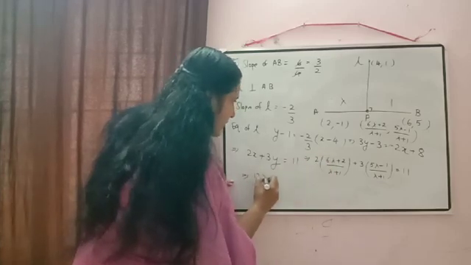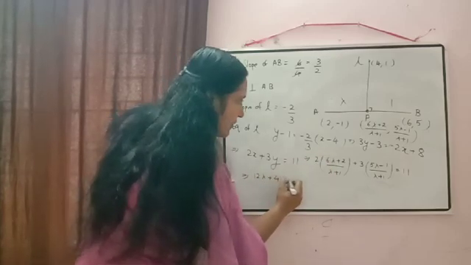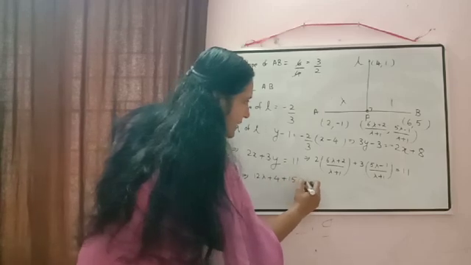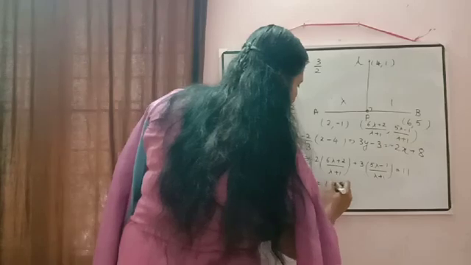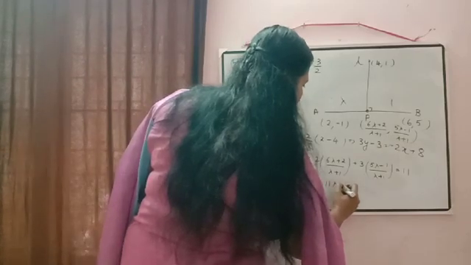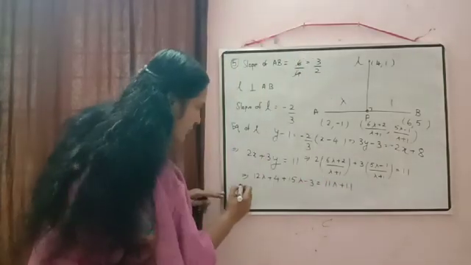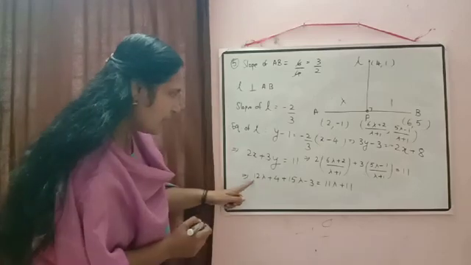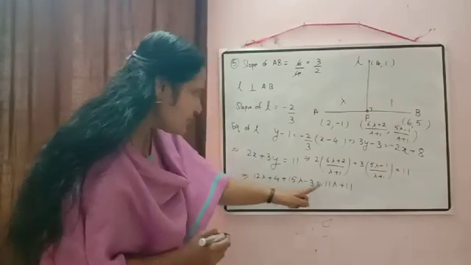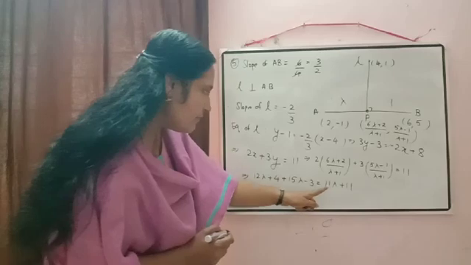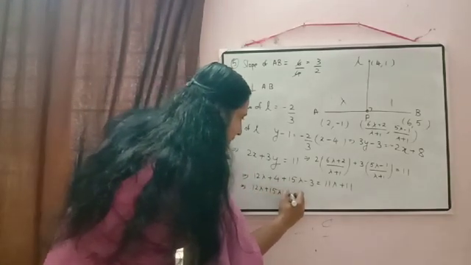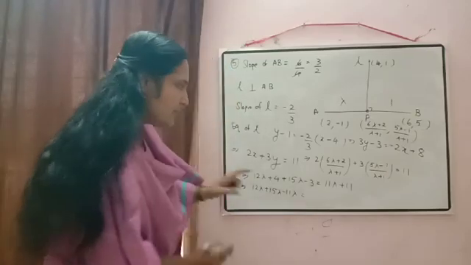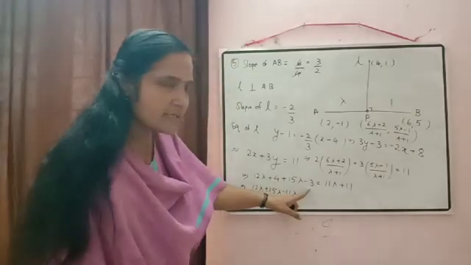2 6s are 12, so 12 lambda plus 4, plus 3 5s are 15 lambda minus 3, is equal to 11 into lambda plus 1, which will give you 11 lambda plus 11. Now we can simplify it. Shifting terms, we get 12 lambda plus 15 lambda minus 11 lambda is equal to, here, 4 minus 3, 1.